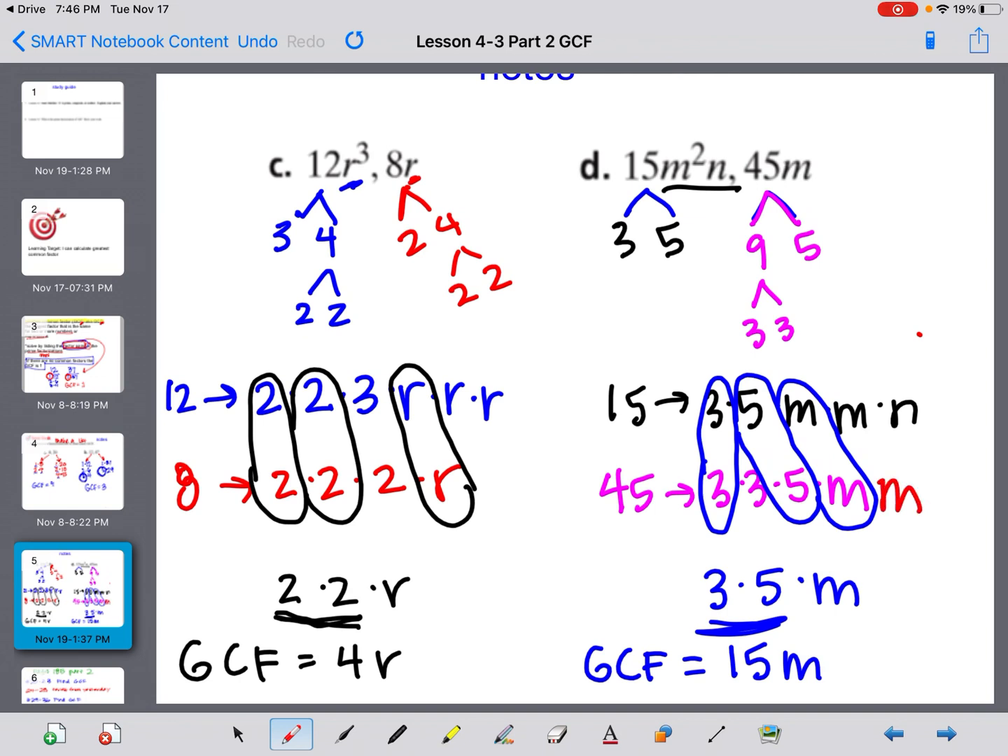Also, let's just say that this had another M with it. I can circle 2 M's. How do I write 2 M's? Oh, M squared. We've already been practicing that. So whatever they have in common goes into my little greatest common factor down here. But I noticed I could put 3 times 5 together for 15.